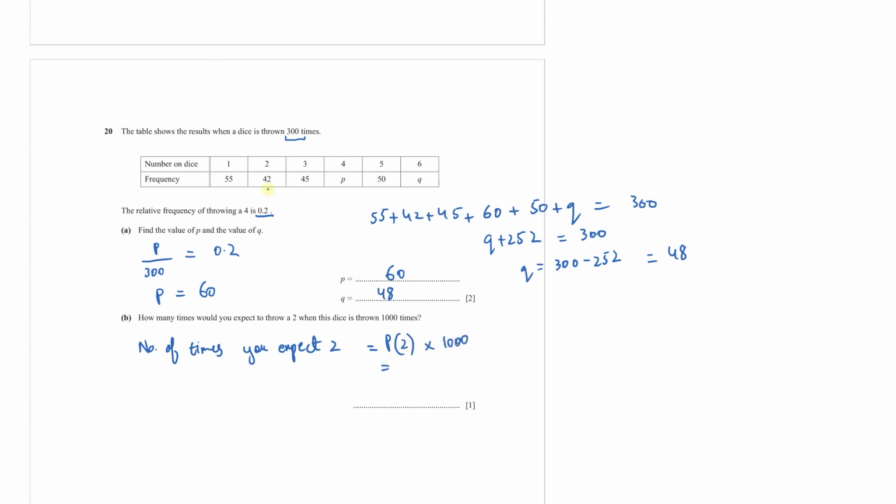So what is the probability of getting a 2? This is 42 over 300. For the first experiment where you throw 300 times, you get 2 42 times. So 42 over 300 is the probability of getting 2. And if you multiply by 1000, you will get the number of times you expect to see 2. So let's calculate this. 3 and 3 zeros, these two zeros cancel out. So you get 420 divided by 3, which is 140. So if you throw the dice 1000 times, you expect to see a 2 140 times out of those 1000.